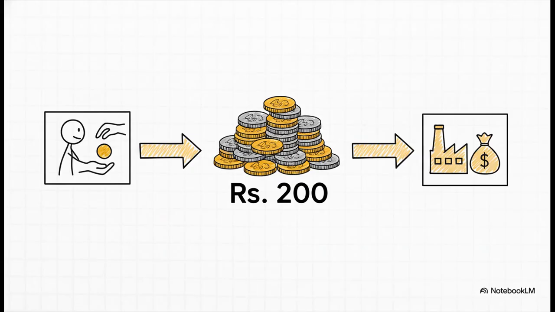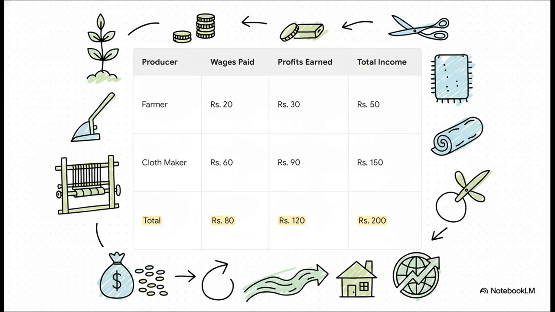And that, of course, brings us to our third and final way of looking at this, the income method. You see, every single rupee spent on a final good has to end up in somebody's pocket, right? Either as wages for the workers or as profit for the owners. This method just adds up all of those incomes. So, let's break it down.